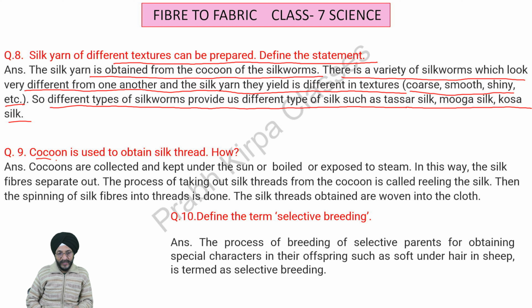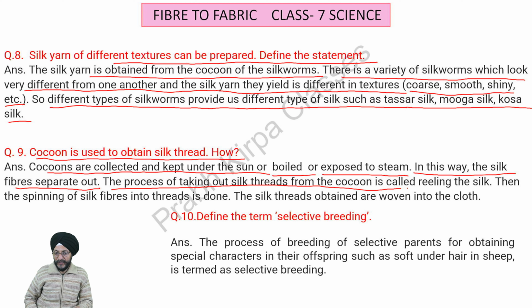Next question. Cocoon is used to obtain silk thread. Why? Cocoons are collected and kept under the sun, or boiled, or exposed to steam. In this way, silk fibers separate out. The process of taking out silk threads from the cocoon is called reeling the silk. Then the spinning of silk fibers into thread is done. The silk threads obtained are woven into cloth.